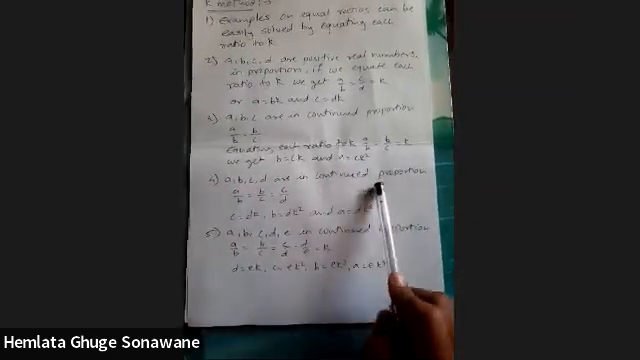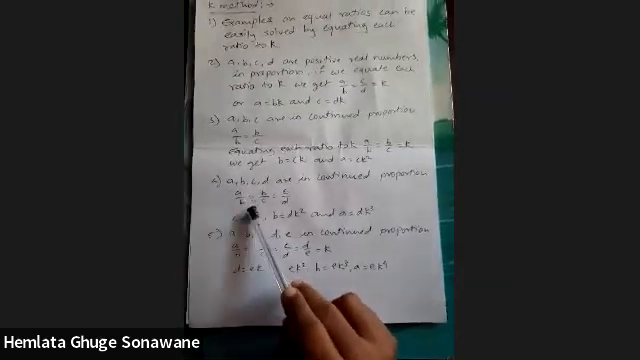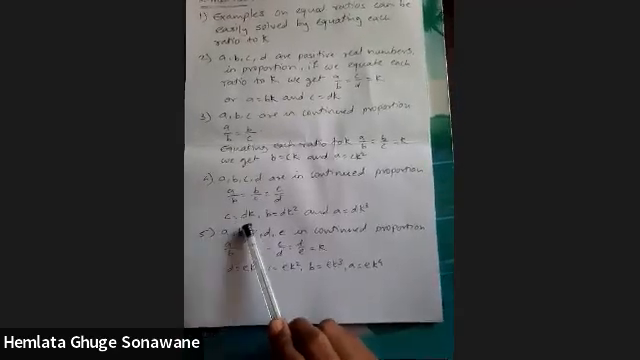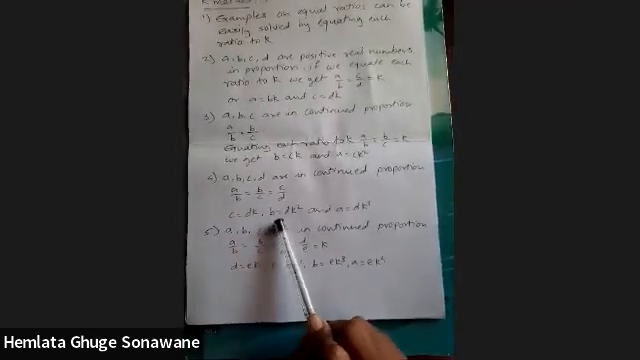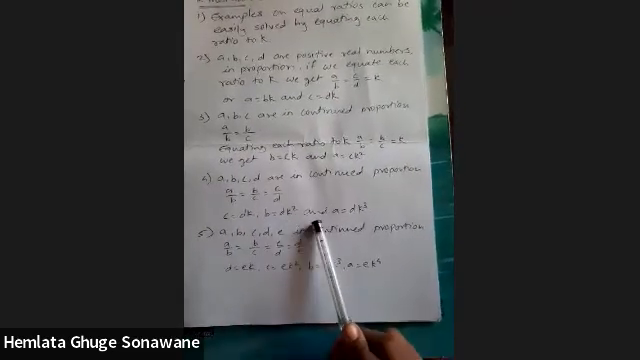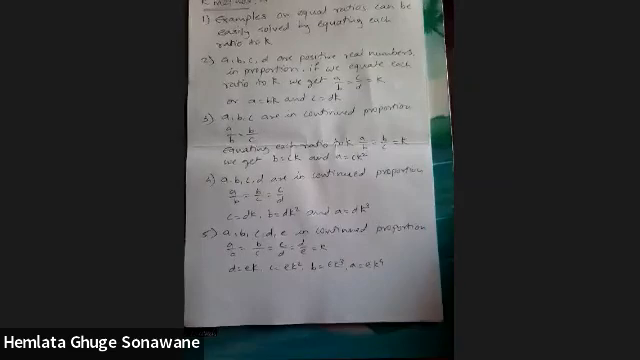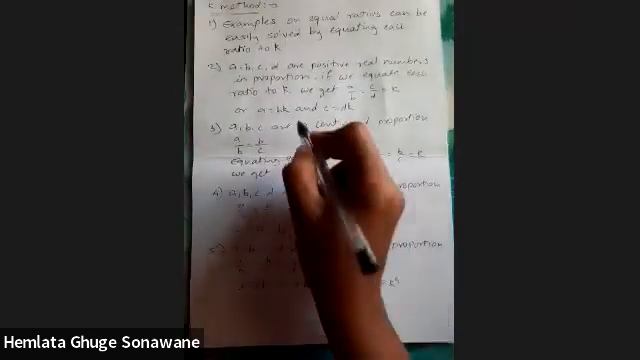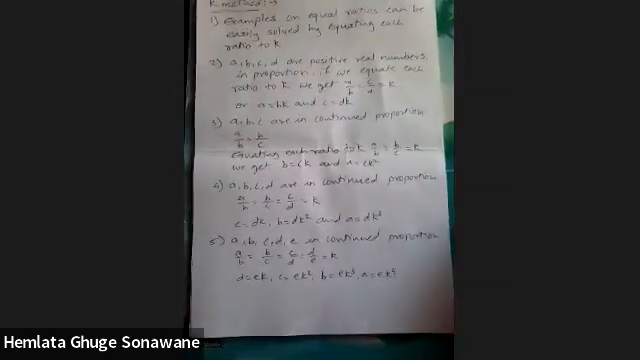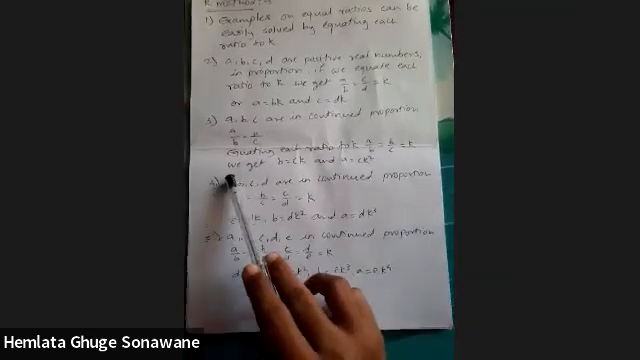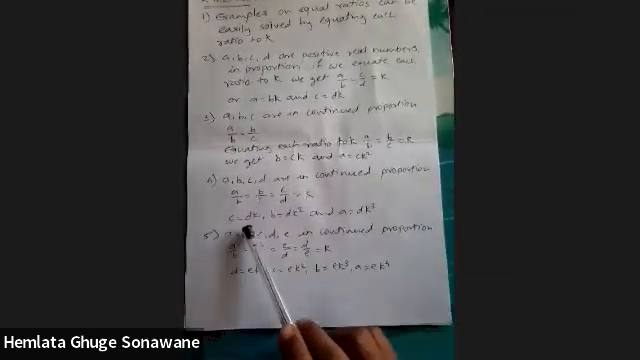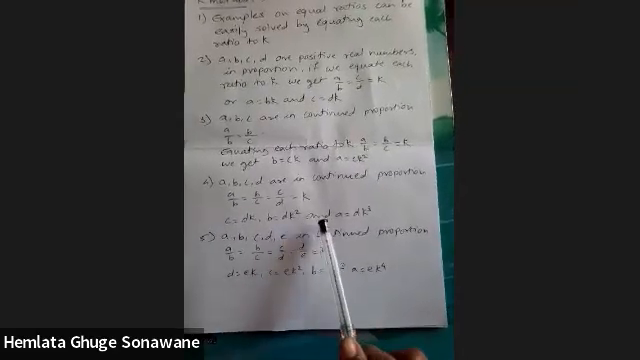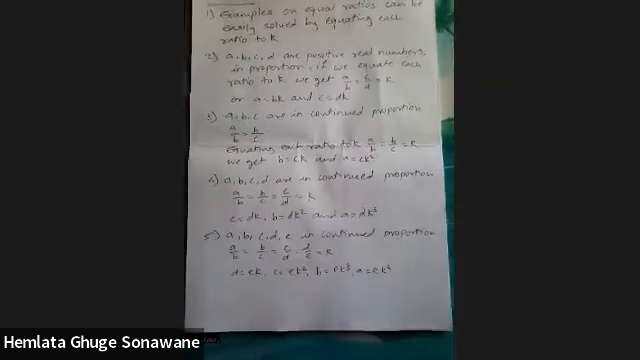If A, B, C, D are in continuous proportion, then A upon B is equal to B upon C is equal to C upon D is equal to K. Then C is equal to D into K, B is equal to D into K square and A is equal to D into K cube.